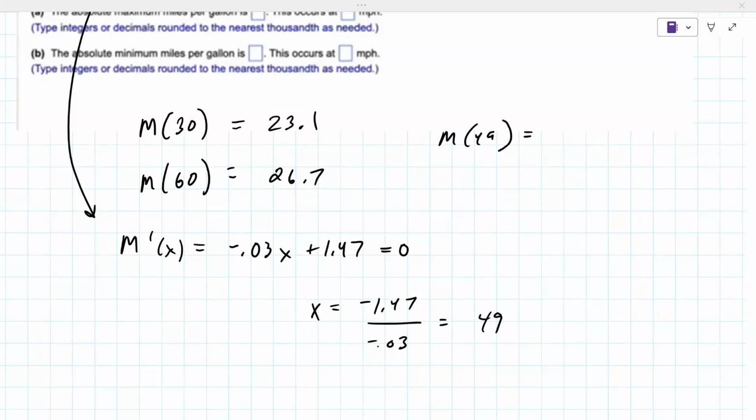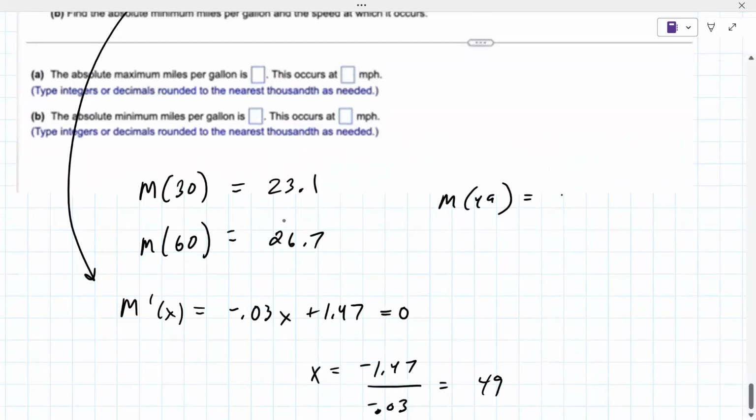Is that negative 0.03? Yes. Okay. And this is 28.515. So you can see that that is the max. So the absolute max is 28.515 and the min is 23.1, at 49 and 30.